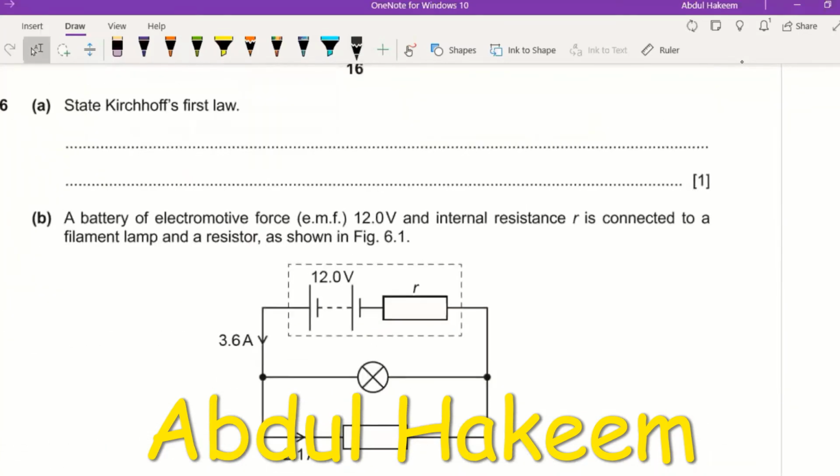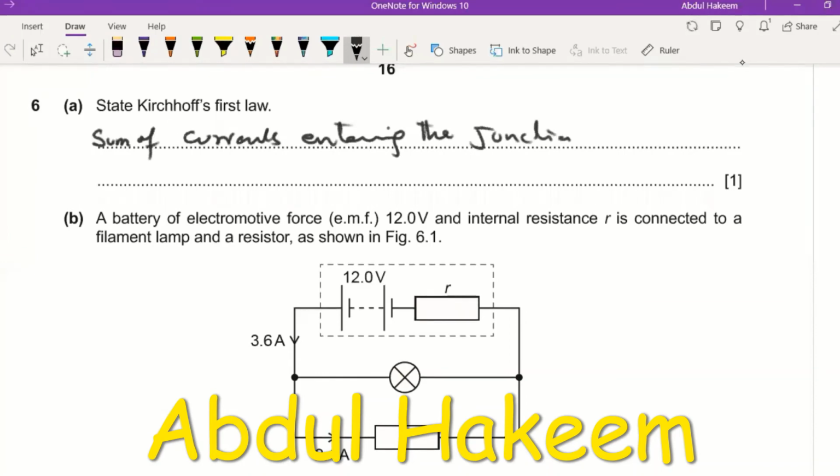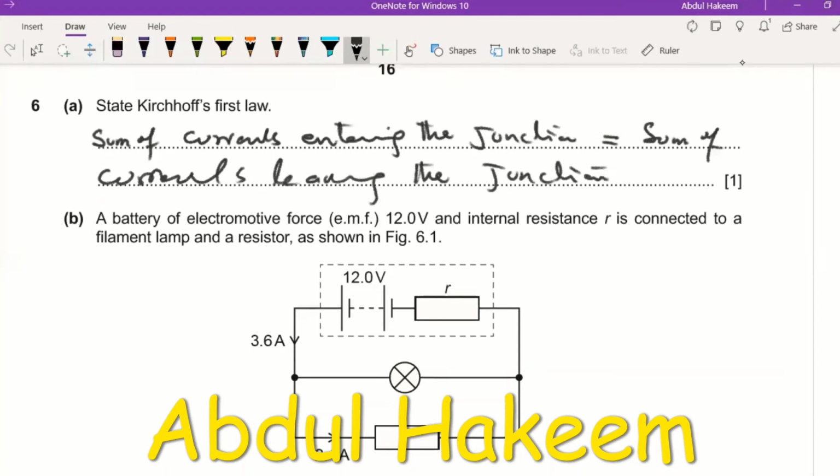Now move to the next question. The question is, state Kirchhoff's first law. The sum of the electric currents entering the junction is equal to the sum of the currents leaving the junction. This is the Kirchhoff first law.